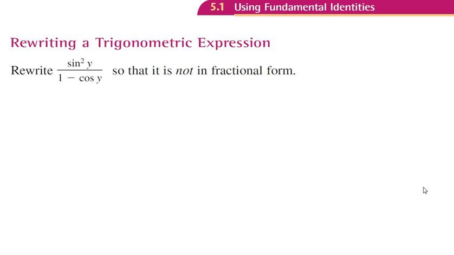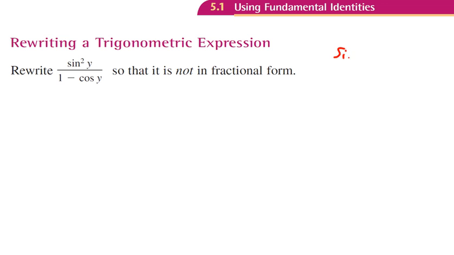We're going to rewrite sine squared of y over 1 minus cosine of y so that it's no longer in fraction form. Okay? And as we did in example 1, we're going to multiply by the conjugate. But let me just do the pre-work just to show you, y again.